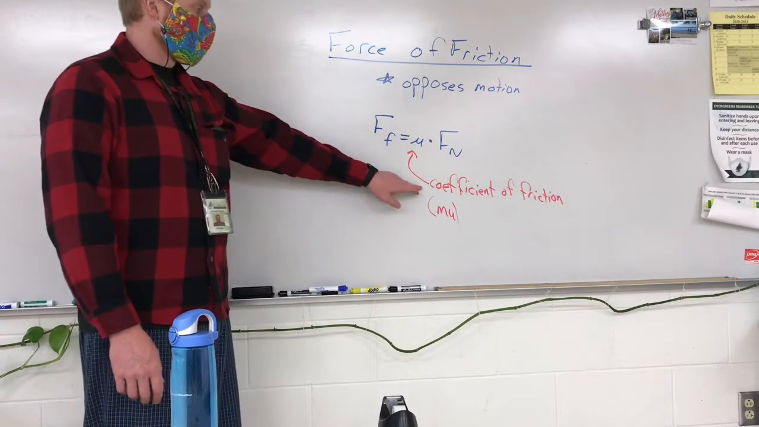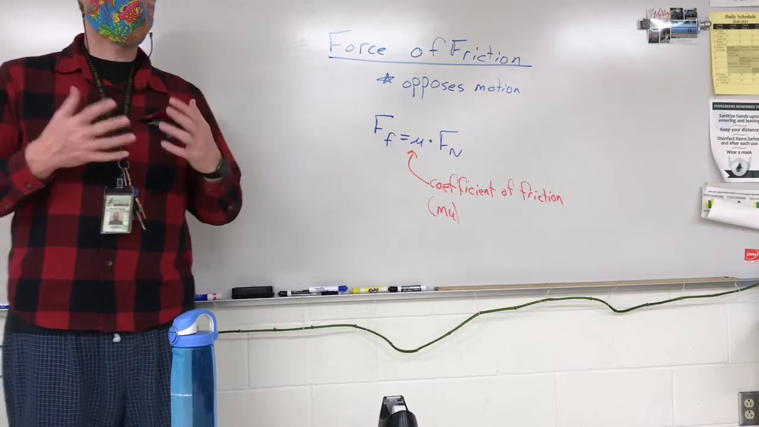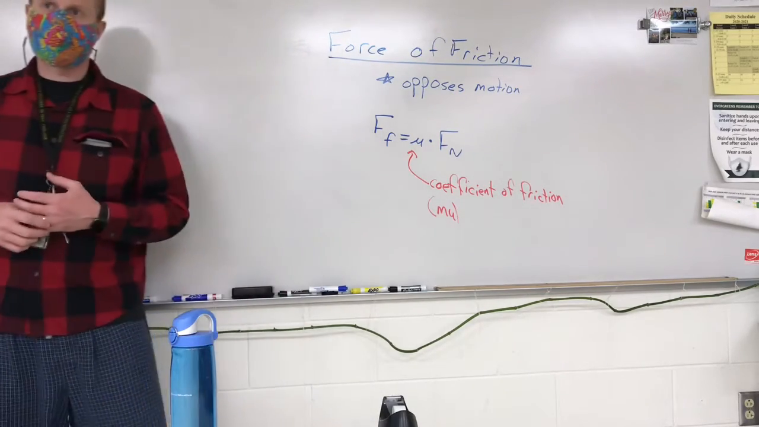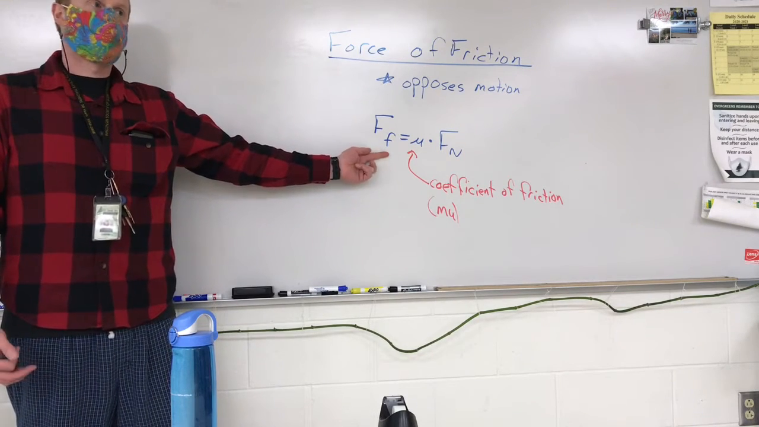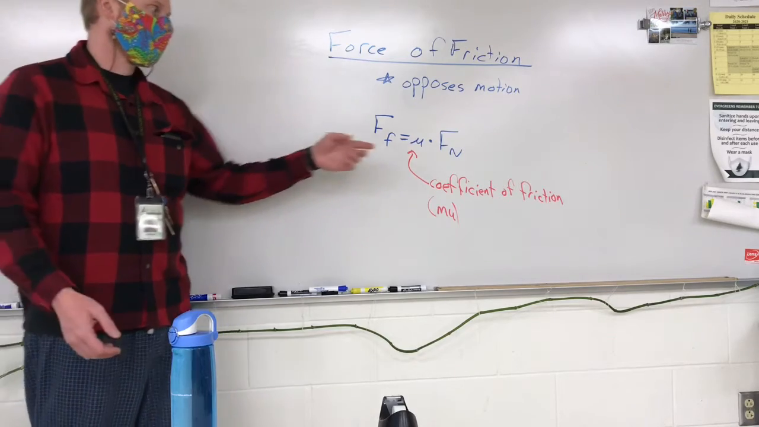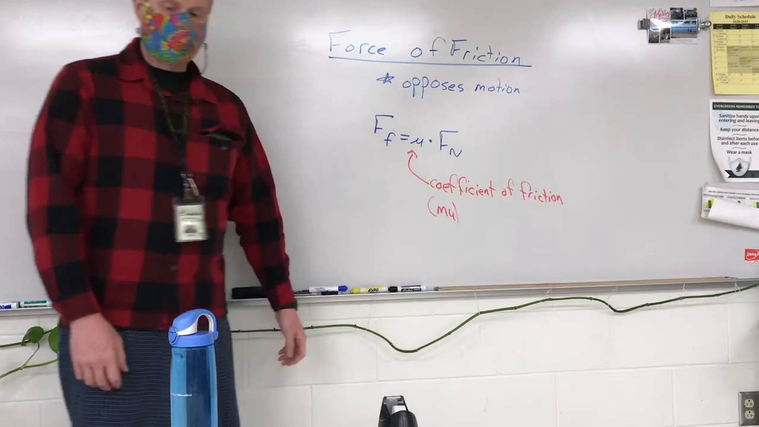This is a coefficient of friction. That's what mu stands for. It's a coefficient. It's a number. There is no unit associated with it. It's simply a value. If I ever ask you to solve for the coefficient of friction, this is the only equation that has mu in it. So you'd have to know what the force of friction is, probably through Newton's second law. You'd have to know what the normal force is from our free body diagrams, and then solve for mu.